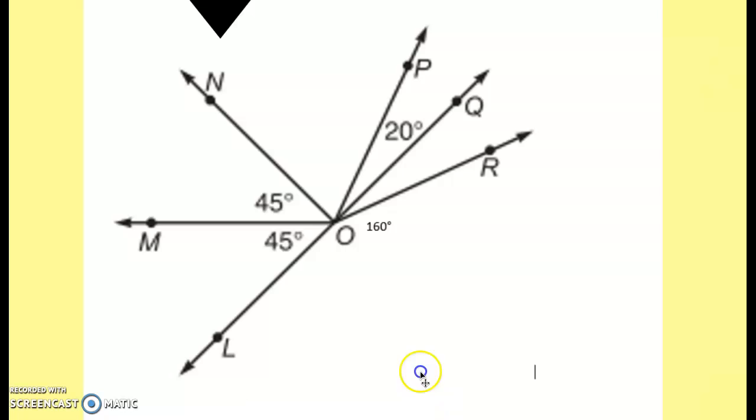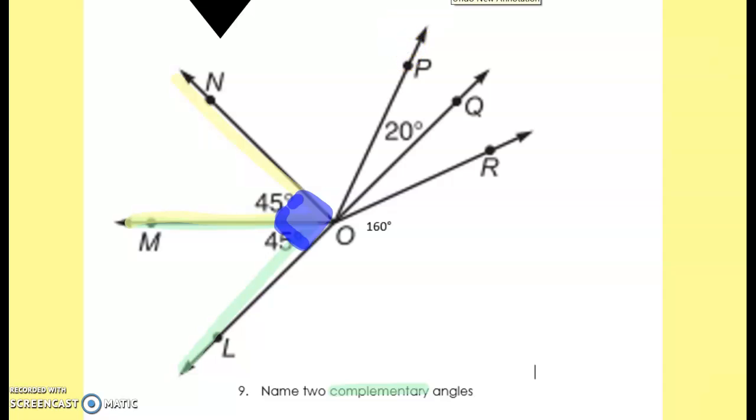All right, so looking at question 9, name two complementary angles. So again, complementary is what clues you in as to what we are looking for. Complementary equals 90 degrees. 45 and 45 is going to give us 90 degrees. You can also see, even though it's not indicated, this does make a pretty good right angle here. So 45 and 45 would equal 90. So we would label those angles LOM for the green angle, and then my yellow angle NOM.